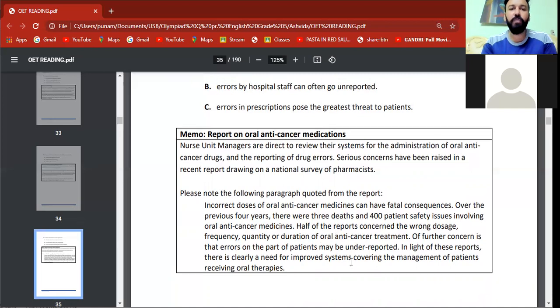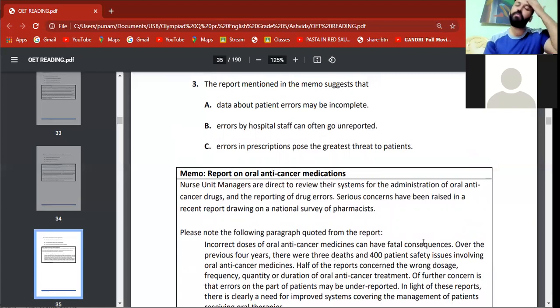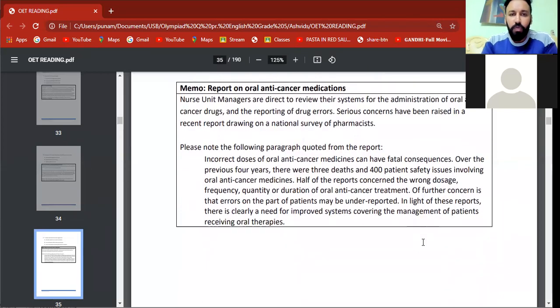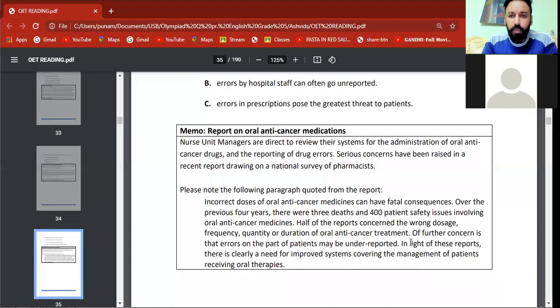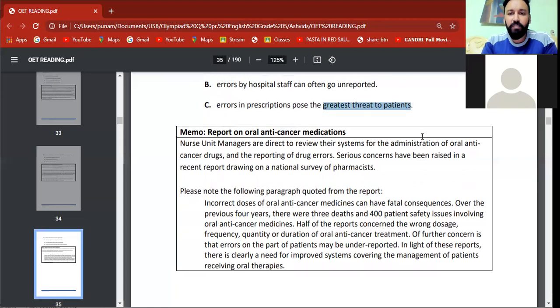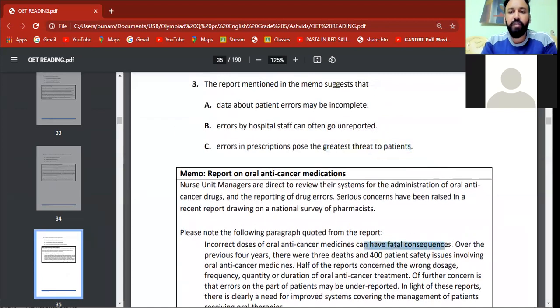Okay, I got the answer, but you try. Let me see your thought process. Which one? Incorrect doses of oral anti-cancer medicines can have fatal consequences. Over the previous 4 years, there were three reported wrong dosage frequency, incorrect doses and errors in prescription. Does it say this is the greatest threat? Is having fatal consequence the greatest threat? It should be. I think so.